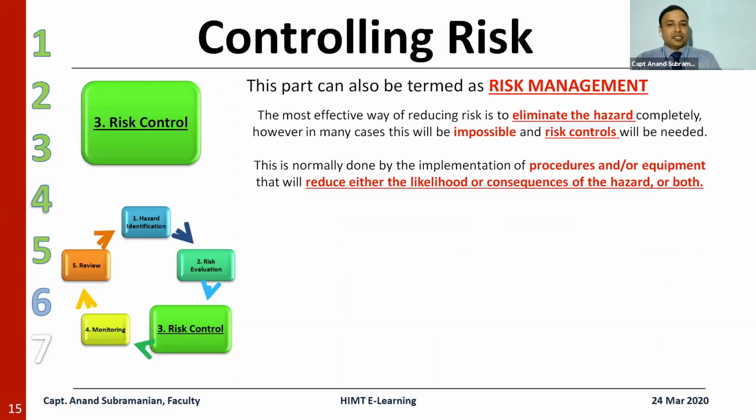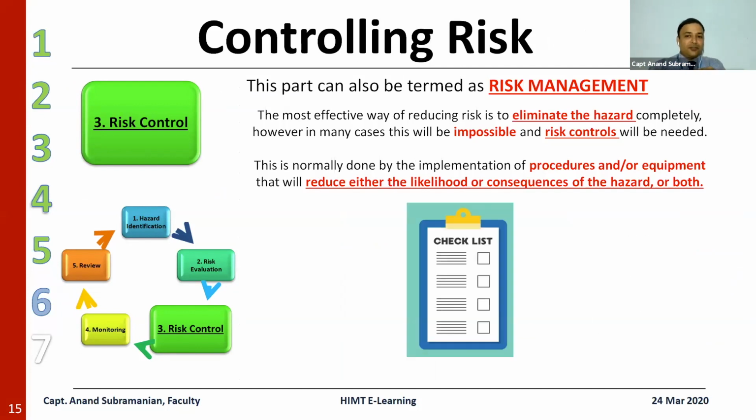Now that we have a risk, how do we control it? How do I make that particular job safer? That is called risk management. Can we eliminate the risk completely? No, sir, not possible. Sometimes we can control it, and that is what is called risk management. So we have a lot of checklists on board. We have forms to be filled up. We have a lot of procedures, and that comes as a part of risk management.